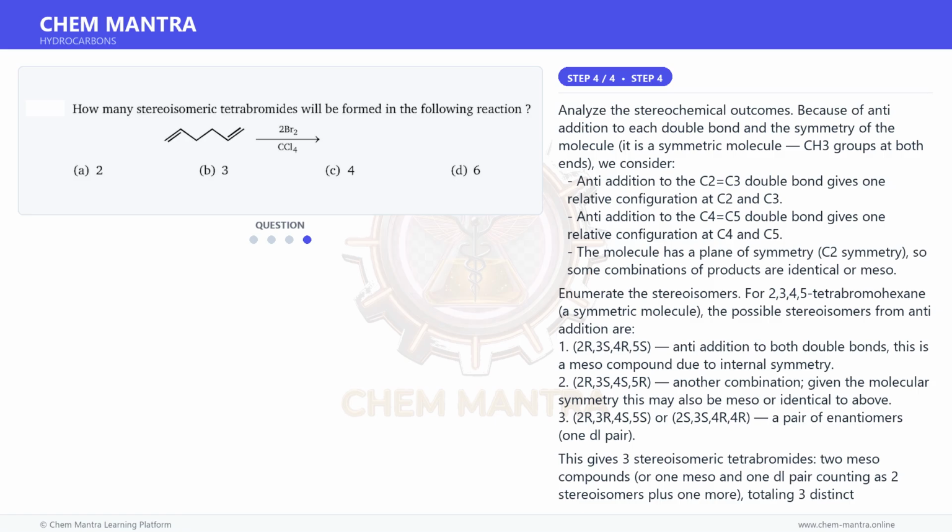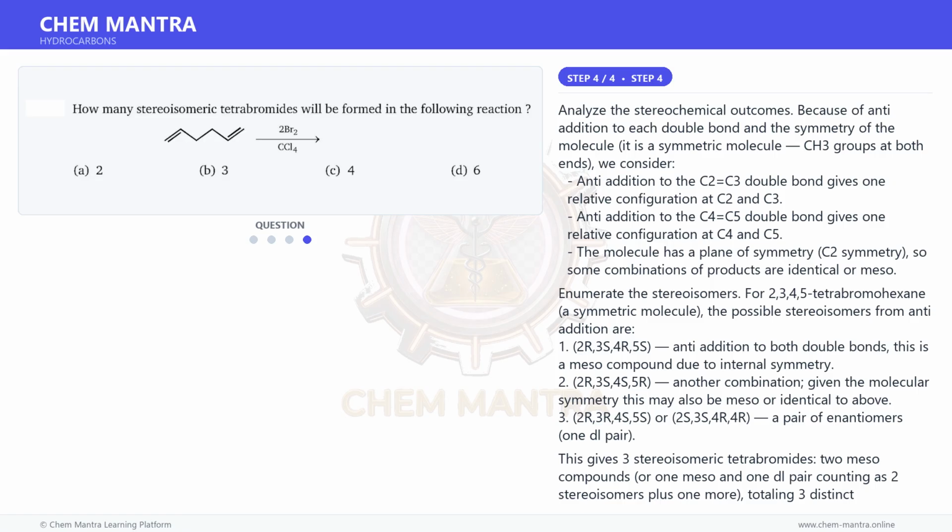Enumerate the stereoisomers. For 2,3,4,5-tetrabromohexane, a symmetric molecule, the possible stereoisomers from anti-addition are: 1, 2R, 3S, 4R, 5S, anti-addition to both double bonds. This is a meso compound due to internal symmetry.